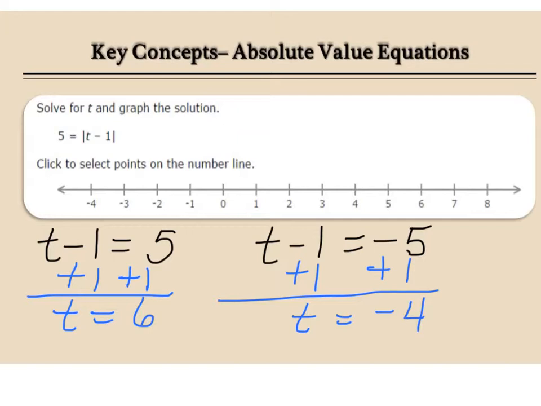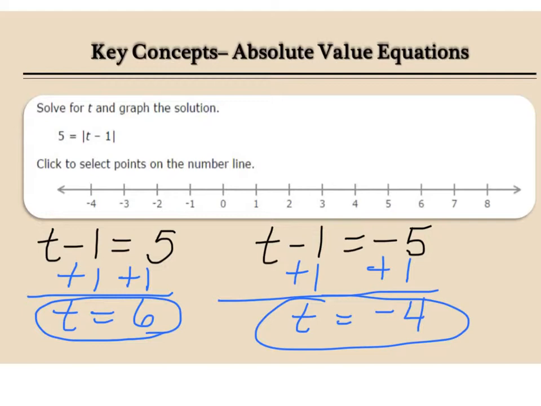If I put these numbers back into the original absolute value, I would have 6 minus 1 is 5. The absolute value of 5 is 5. If I use negative 4, I would have negative 4 minus 1 is negative 5. And the absolute value of negative 5 is also 5. So now all I have to do is plot the points on the graph. So t equals 6. I put a point there. And t equals negative 4. And I put a point there. And that's all you need to do.